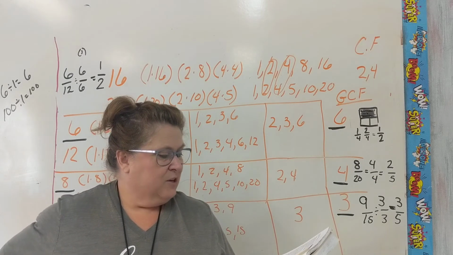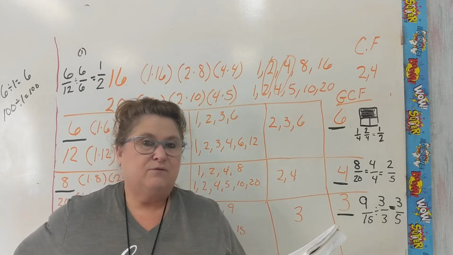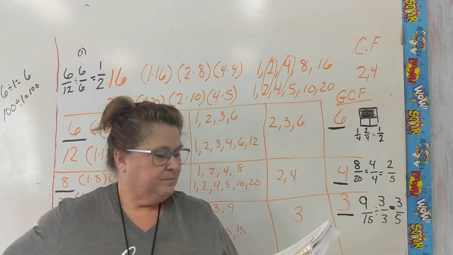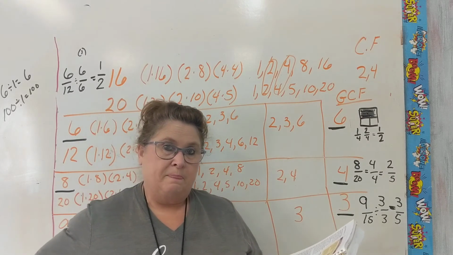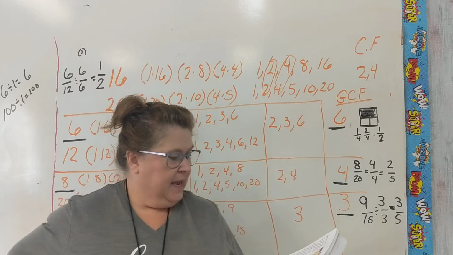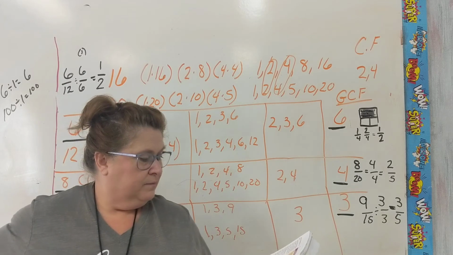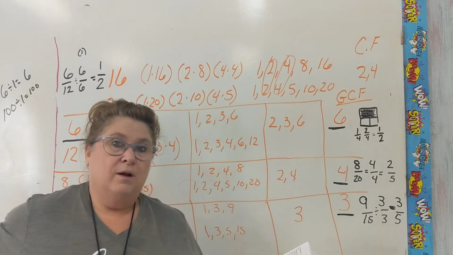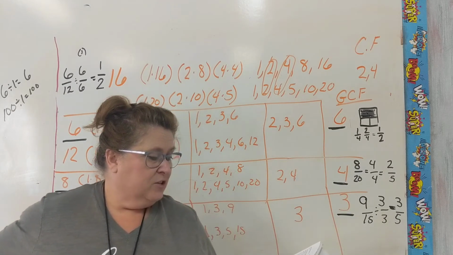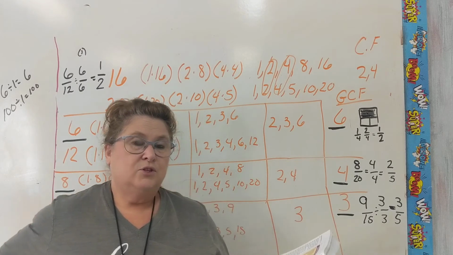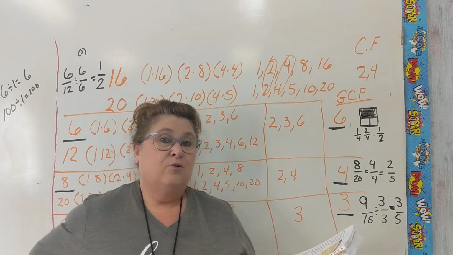So letter B, we have the fraction 4/8. Our factor pairs for our numerator 4 are 1 times 4 and 2 times 2. We can go ahead and list our factors now. Our factors for 4 are 1, 2, and 4. Y'all get it? You see that? Okay. For our denominator 8, our factor pairs are 1 times 8, 2 times 4. Our factors are 1, 2, 4, and 8. Our common factors for 4 and 8 are 1, 2, and 4. And then our greatest common factor is 4.